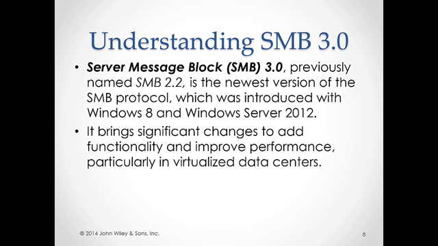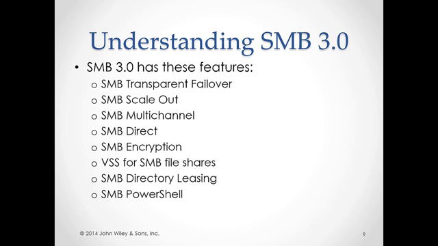Next, we have to understand the server message block, the SMB. Previously, it was version 2.2, but version 3 is now the newest. It's the protocol that allows for addressing, essentially, for data blocks. It was introduced with Windows 8 and Server 2012, and it brings significant changes and functionality for improved performance for virtualized data centers. Some of the features are encryption, volume shadow copying, PowerShell, direct, transparent failover, and scale out. So there are multiple things that SMB version 3 has included that have been improved.